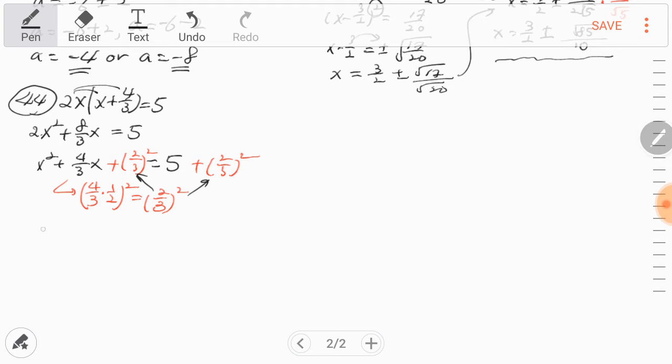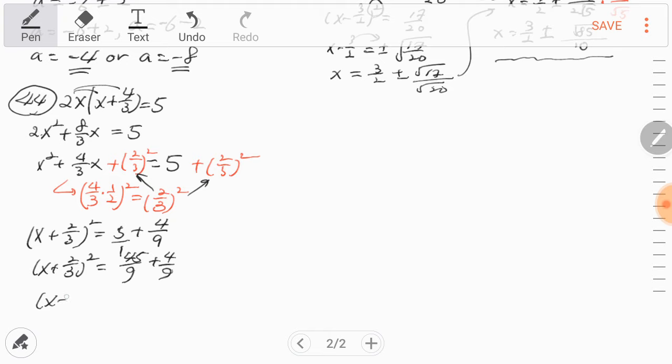Then the left side of the equation is x plus 2/3 squared, which is equal to 5 plus 4 over 9. Then do the calculation. 5 is 5 over 1, so we can make the denominator 9, then the numerator is 45. So the right side is 45 plus 4, which is 49 over 9.